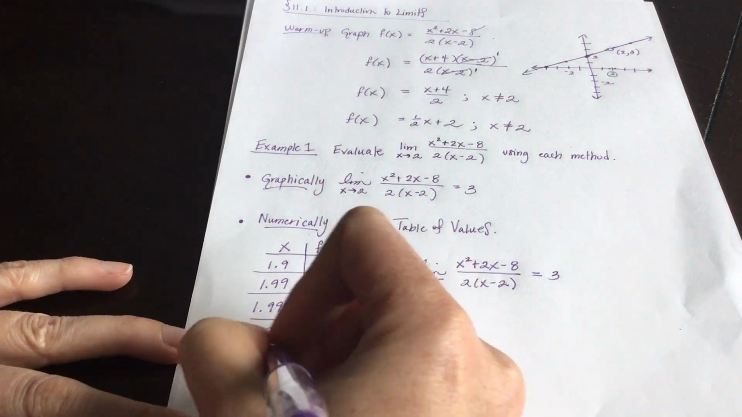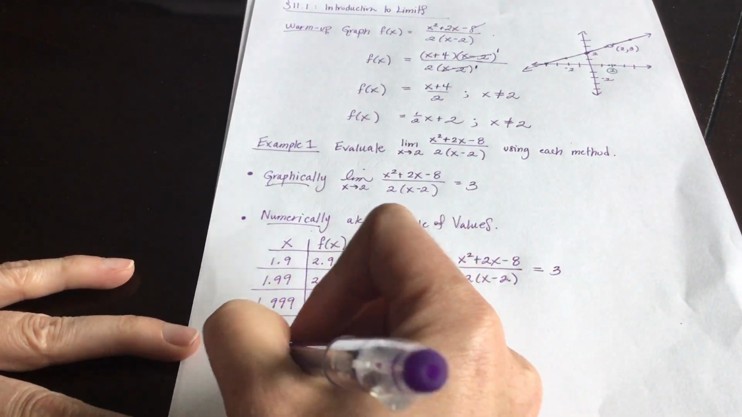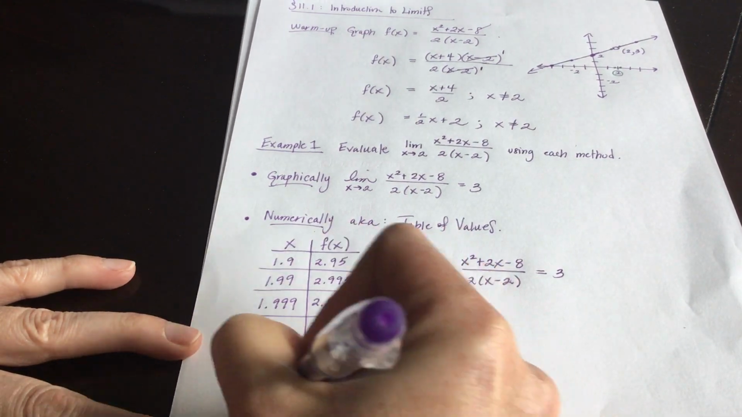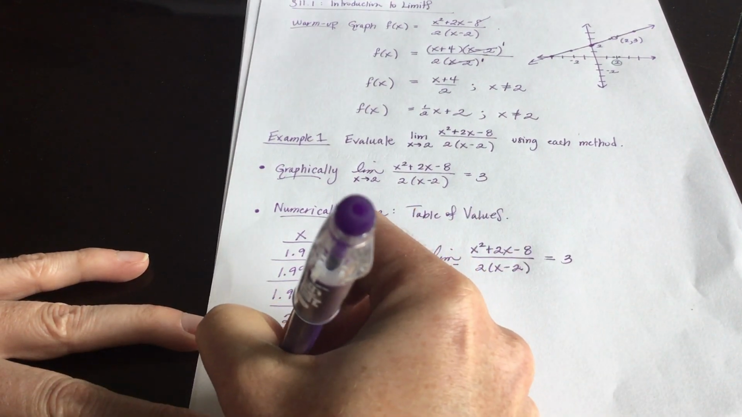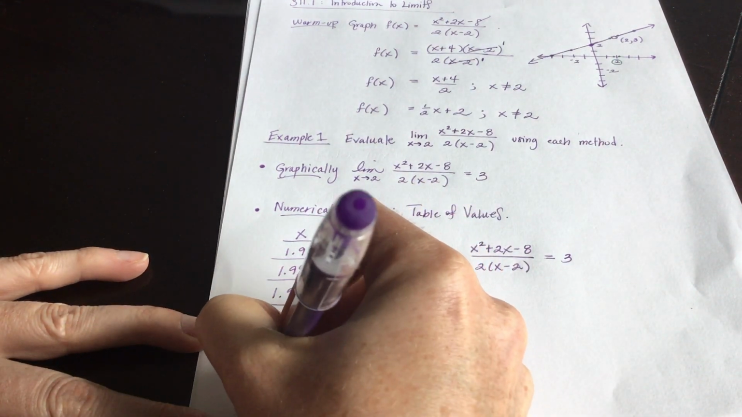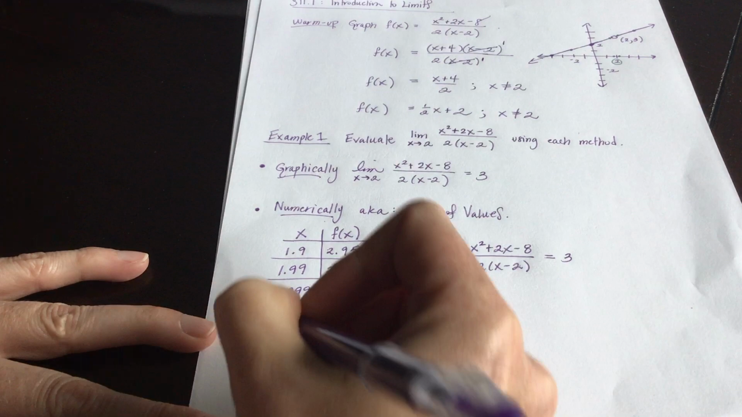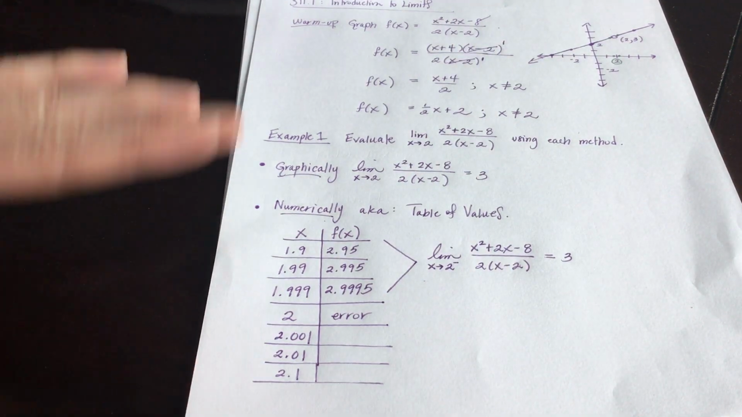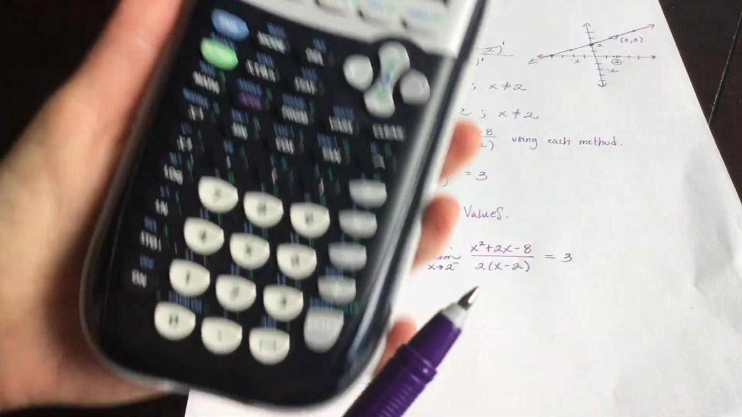Okay, so let's plug in numbers really close to 2, but from the right side. Here's how I'm gonna do it. I'm gonna do 2.1, because that's pretty close to 2 on the right side. And I'm gonna get a little closer to 2, and a little closer to 2, like creeper close. And then you can enter these in on your calculator.